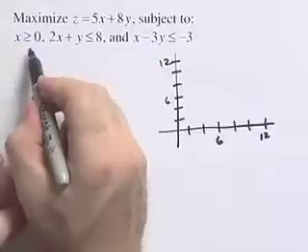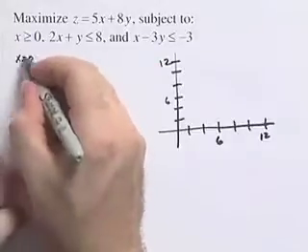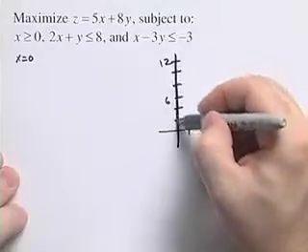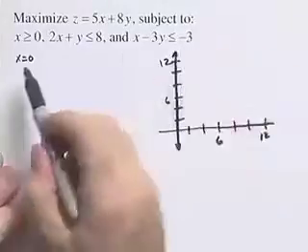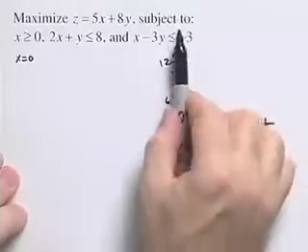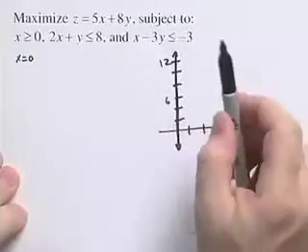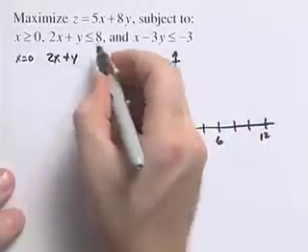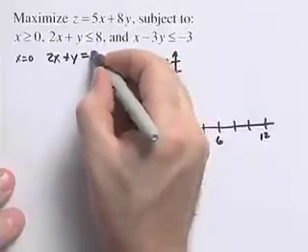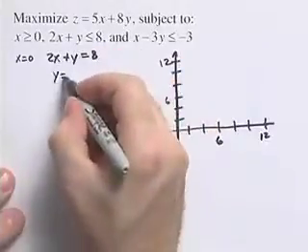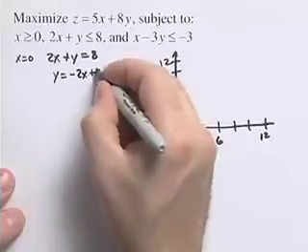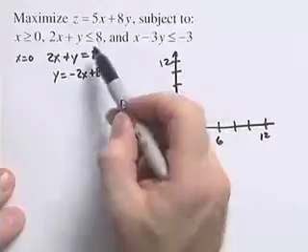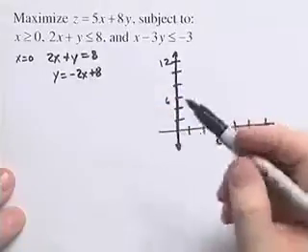So here we have x greater than or equal to 0. Again, if we consider the equation x equal to 0, x equal to 0 is the y-axis. We want x to be greater than or equal to 0, so that puts us over here to the right. Look at our next inequality, 2x plus y is less than or equal to 8. If we set that up as an equation and solve for y, we get that y is equal to negative 2x plus 8. We want to go ahead and graph the line y equals negative 2x plus 8. Our inequality is non-strict, so we're going to use a solid line.